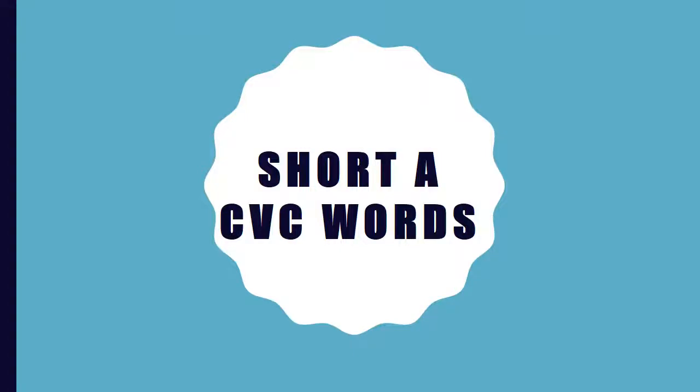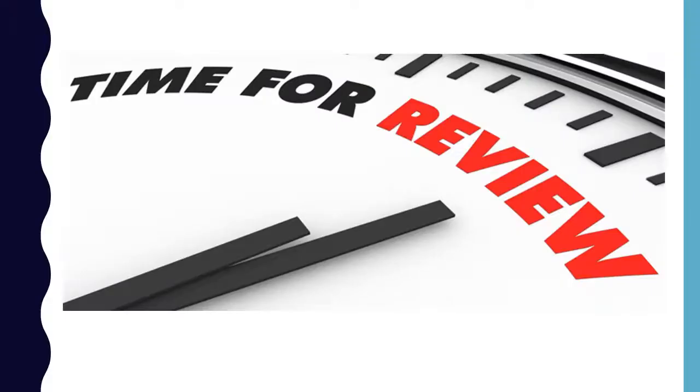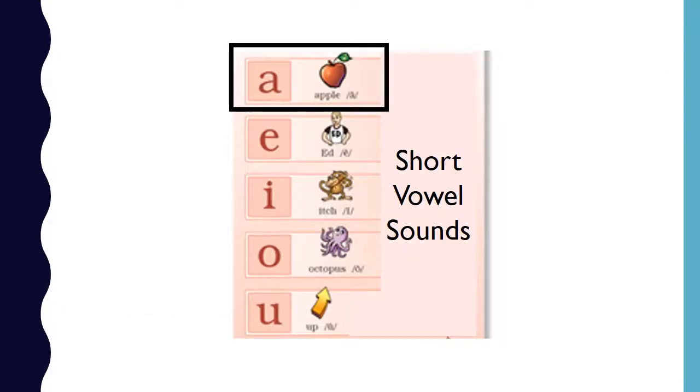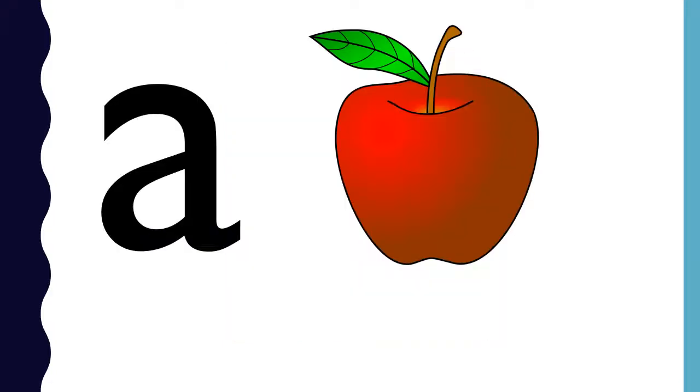Today, we're going to practice blending short A CVC words. Before we start blending sounds, we need to review. Today, we're going to focus on the short A vowel sound. A, apple, a.